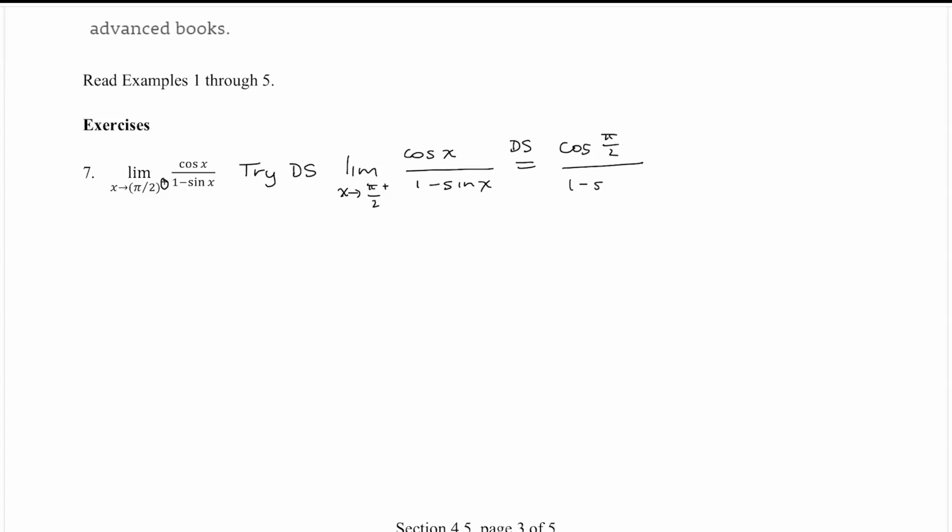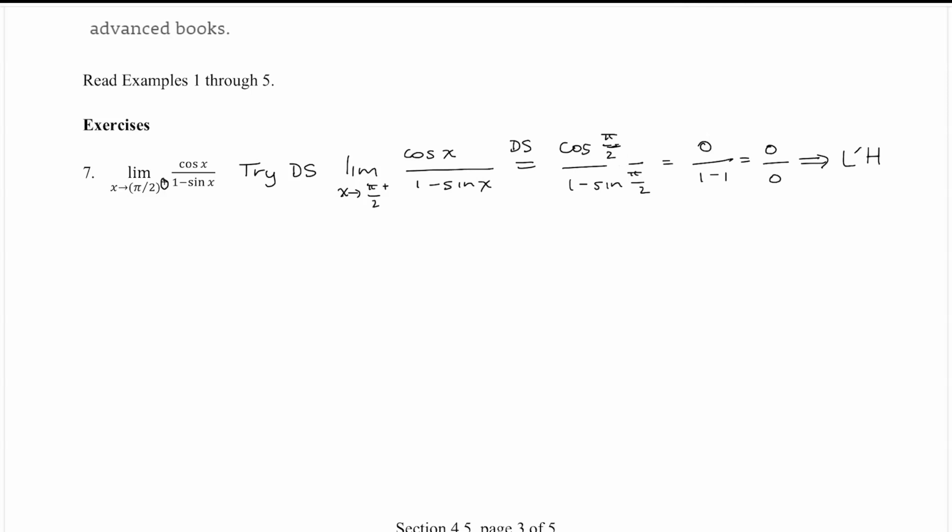It's nothing to do with the 1 minus sine x. Okay, so if we use direct substitution, we have the cosine of pi over 2 over 1 minus the sine of pi over 2, which is 0 over 1 minus 1, or 0 over 0, which gives us the indeterminate form, and that tells us it's okay to use L'Hopital's rule, which I will abbreviate L'H.